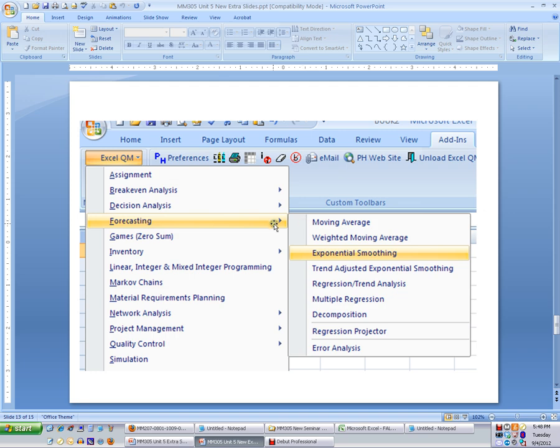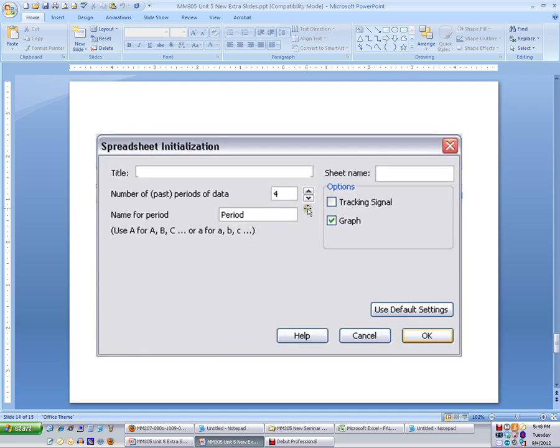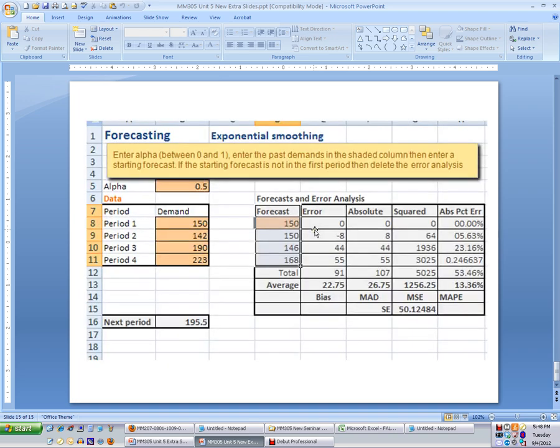Now, to make that forecast, we're going to go under forecasting and select exponential smoothing. We have 4 periods of data, so make sure that you put 4 down. Then for exponential smoothing, first of all, you are given the alpha, so make sure that you put your alpha in there. Then you're going to be entering the data you have for the 4 periods.